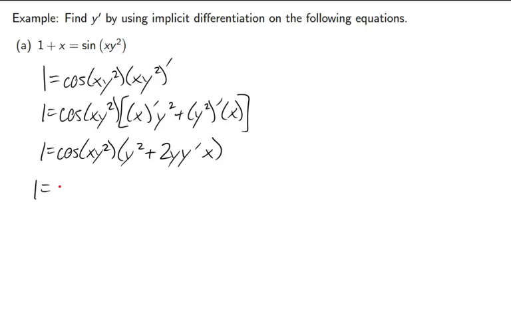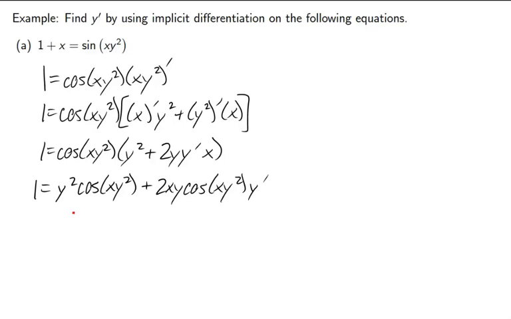1 equals y squared cosine of xy squared plus 2xy cosine of xy squared y prime. Now go quickly back and just check to make sure that I did that so that it makes sense to you. I distributed the cosine xy squared through and just rearranged a couple of numbers to make this easier.